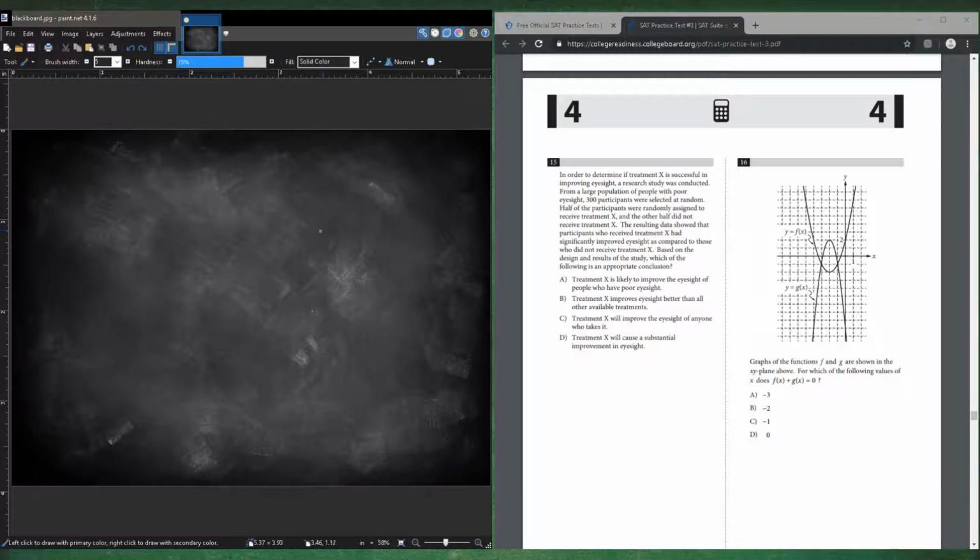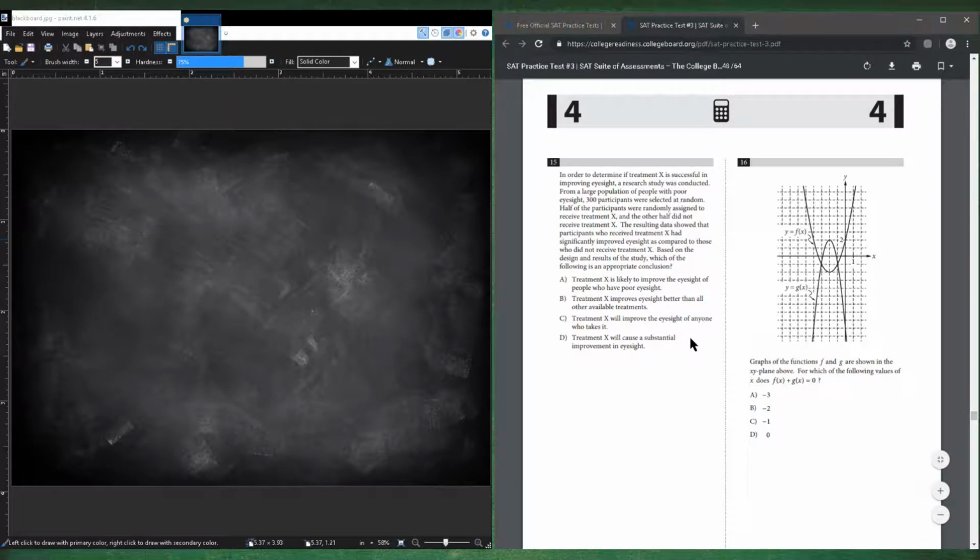How can I say an example? This might be wrong, but let's say... I can't think of one right now, but basically it's saying that it's probable and not certain. It's not 100% certain. So treatment X is likely to improve the eyesight of the people who have poor eyesight. So A might be true.